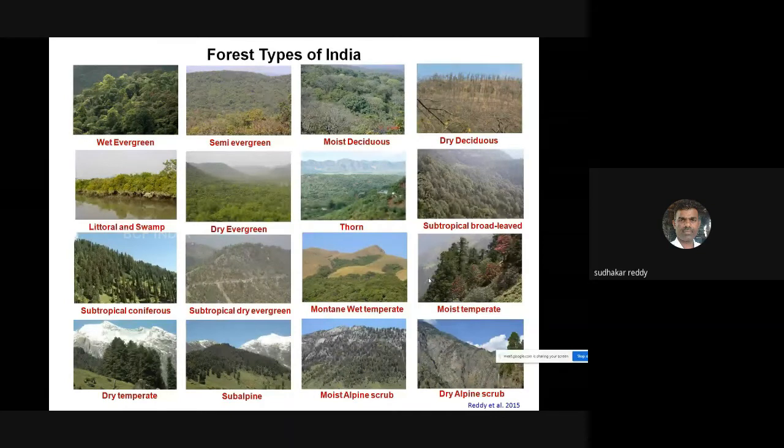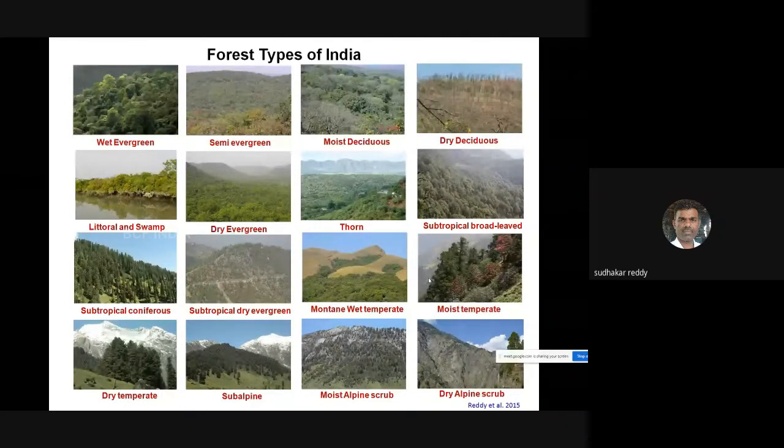Like if you see an evergreen forest, this is phenologically green, and it will have multi-storied vegetation and is mostly distributed in high rainfall areas and high elevation areas. So by integrating the data from remote sensing, we can identify an evergreen forest. Similarly, the semi-evergreen, moist deciduous, dry deciduous, littoral and swamp, dry evergreen, thorn, and the mountain vegetation types are unique, and they can be discriminated through remote sensing based imageries.